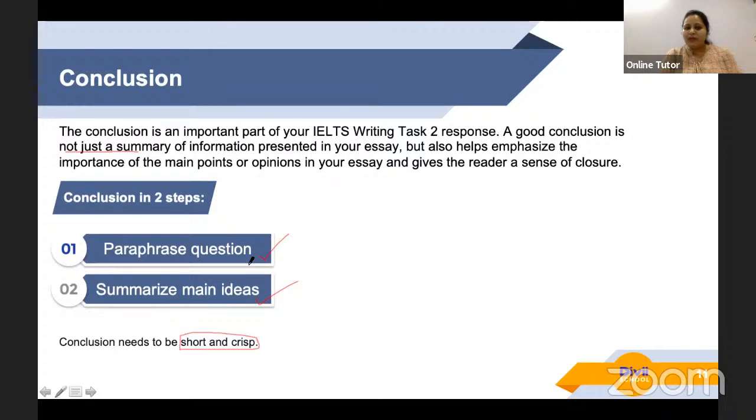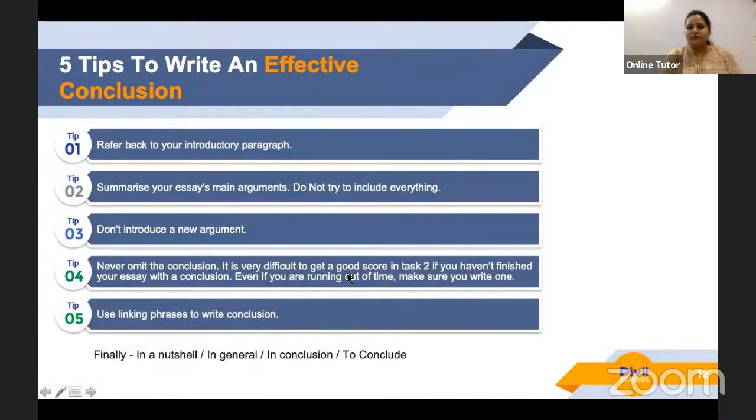So how do we attempt the conclusion? First of all, we'll paraphrase the question statement once again, and then we'll summarize the main ideas in few sentences. So these are the 2 steps to write an effective conclusion. Okay, let us look at tips to write an effective conclusion.